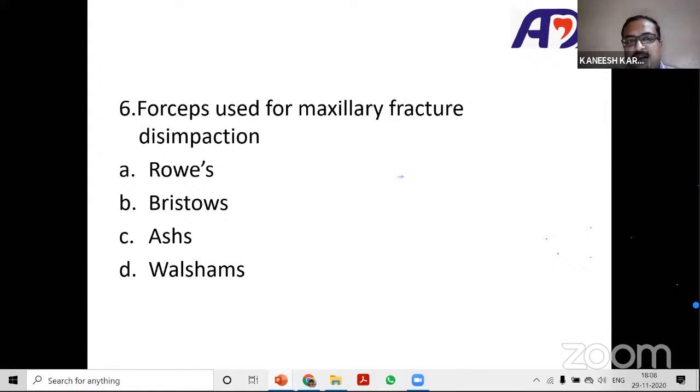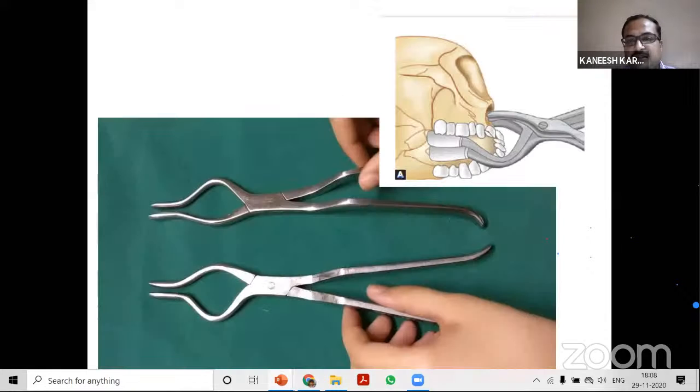Forceps used for maxillary fracture disimpaction. Yes, Rose maxillary disimpaction forceps. This is the Rose maxillary disimpaction forceps. It is a paired instrument used to mobilize the maxilla.